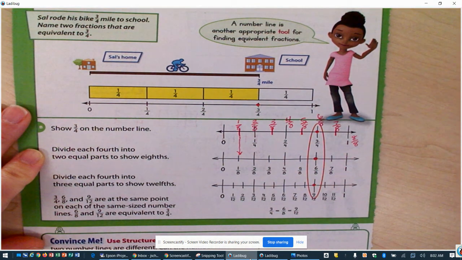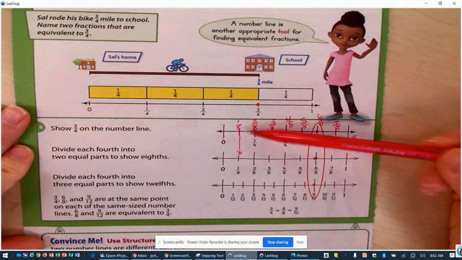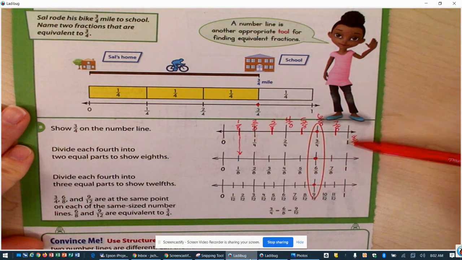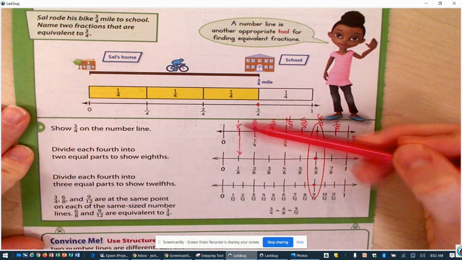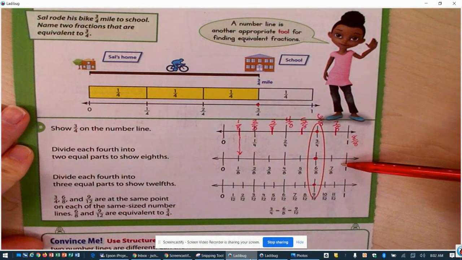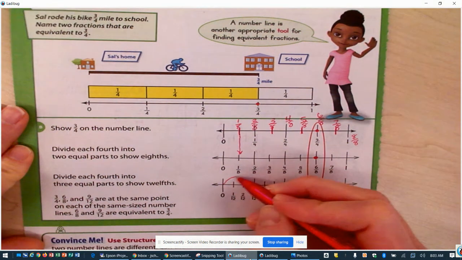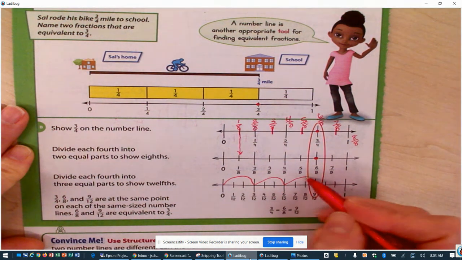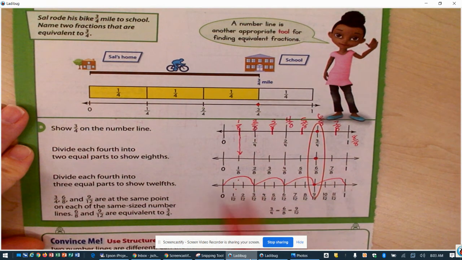All right, so then what they did in the next number line is they took this first section, these fourths, and they divided them into thirds. So instead of dividing them in half like I did up here to show you the eighths, they took each fourth, right? This is a fourth. This is a fourth, and this is a fourth. And instead of dividing it in half, they divided it into thirds. So now there's 3 pieces.